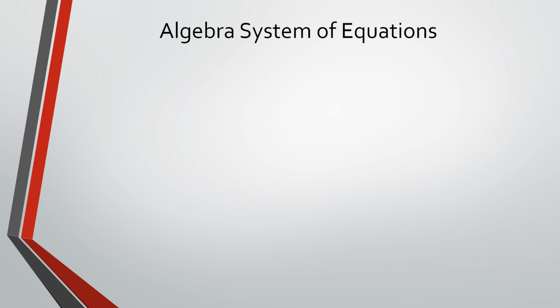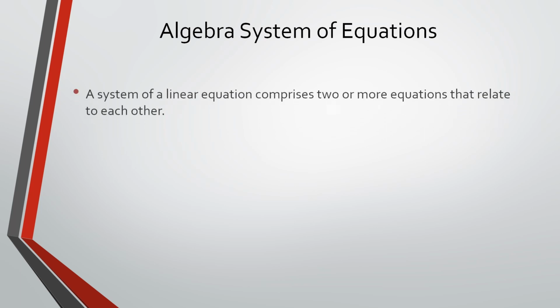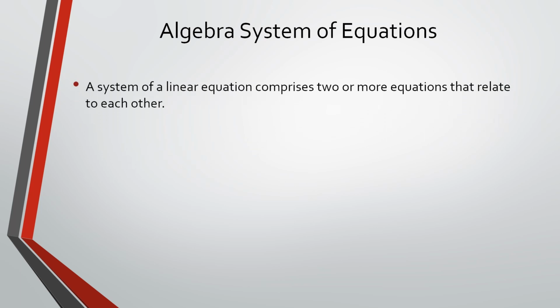So, algebra and systems of equations. We saw how we deal with some exponentials, how we deal with division, and how we deal with multiplication in very basic ways. Now we can go ahead and do algebra systems of equations. A system of linear equations comprises two or more equations that relate to each other.